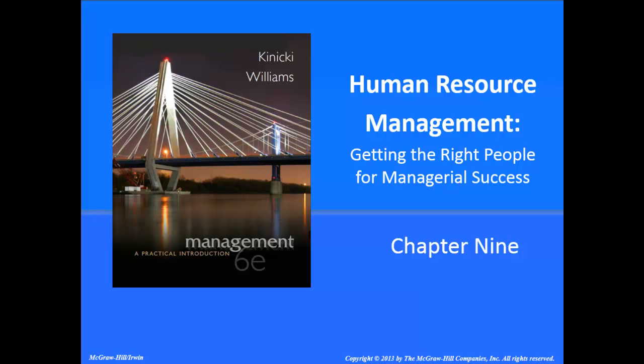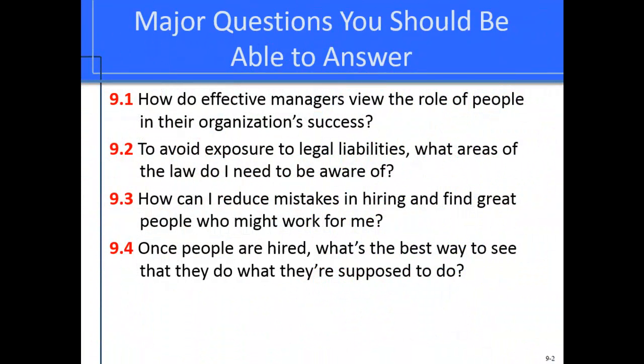Chapter 9, which is over human resource management. This week we will have 8 major objectives or sections of the chapter to go over. The first section is over strategic human resource management. And after reading this part of the chapter, you should be able to answer this major question: How do effective managers view the role of people in their organization's success?